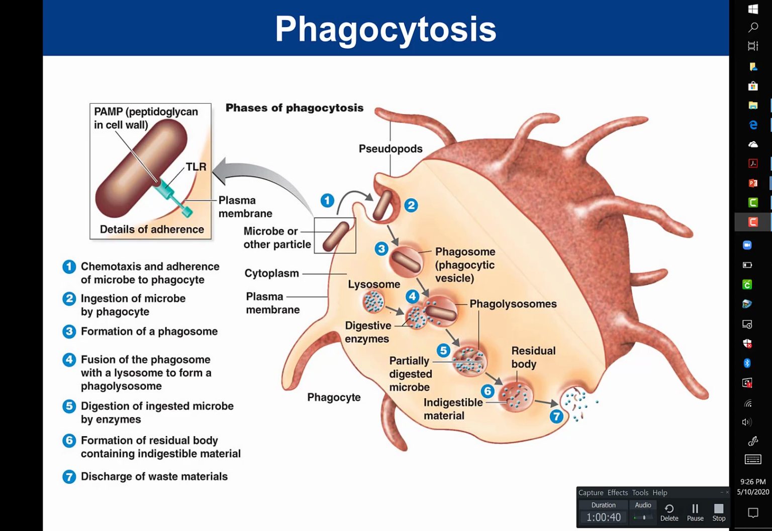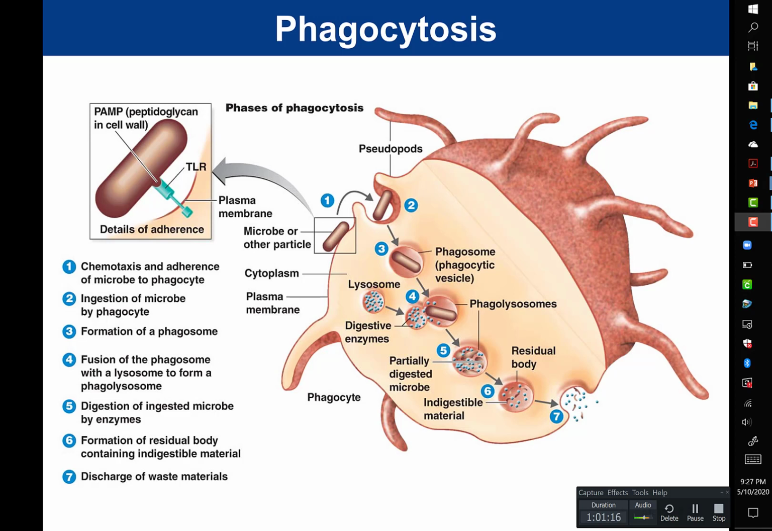That phagosome is then going to fuse with a lysosome. And remember that a lysosome is an organelle, and it contains digestive enzymes. Its job in the cell, you can think of it like the recycling center. It's going to produce those digestive enzymes, and when the lysosome fuses with the phagosome, it forms something called the phagolysosome. And the phagolysosome is then going to begin to digest that microbe.